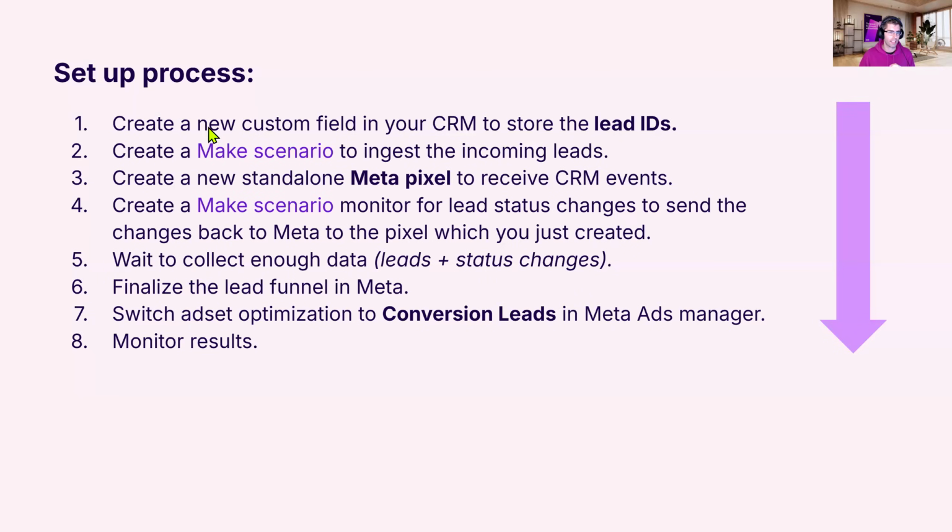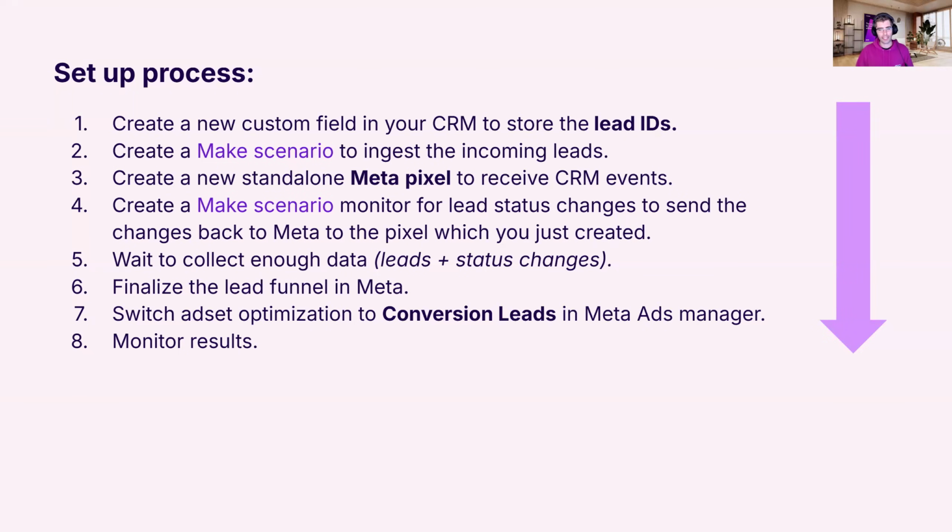Then in the second step, we will create a Make scenario to ingest the incoming leads from your Meta ads campaigns. Then in the third step, you should go to your ad manager and create a new Meta pixel to capture the CRM events. It is always better to keep the web traffic and the, let's say, offline conversion traffic separate. And that is why we recommend creating a new standalone pixel, which will be used just for receiving the CRM events. Then in the fourth step, we are going to create a Make scenario which is going to be monitoring for lead status changes. Again, in my case, it's going to be in Salesforce.